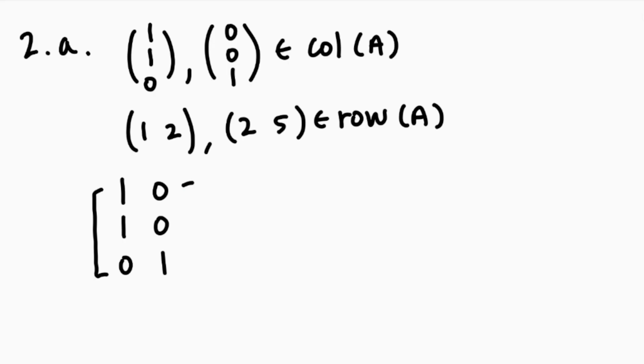Oh, I see what I'm supposed to say. All right, that's my hypothesis. But if I think about, are 1, 2 and 2, 5 both in the row space of A? Yes, totally. I can get 1, 2 by taking 1 of the first row and 2 of the third row. And I can get 2, 5 by taking 2 of the second row and 5 of the third row. It's very possible. Okay, so that's going to fit the specifications.